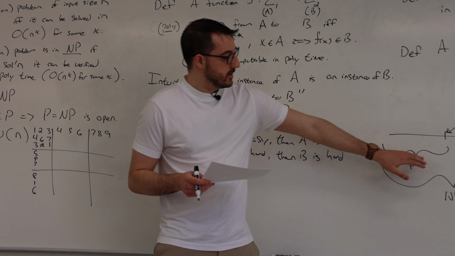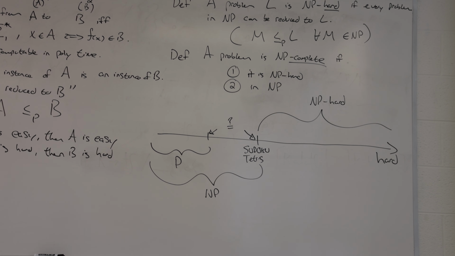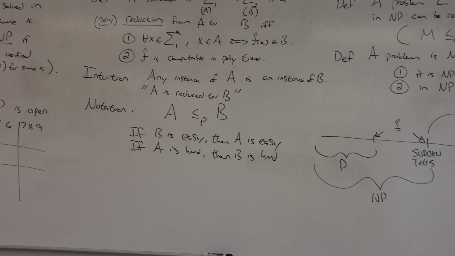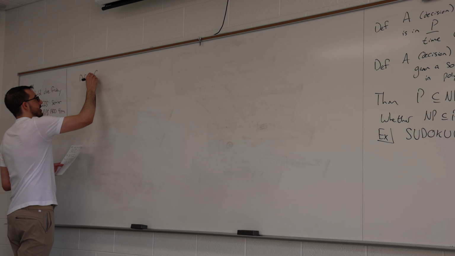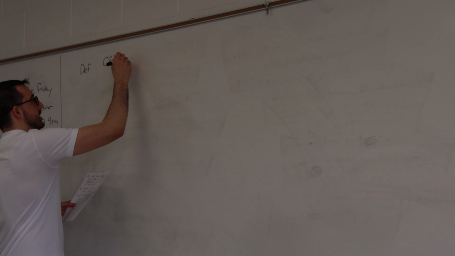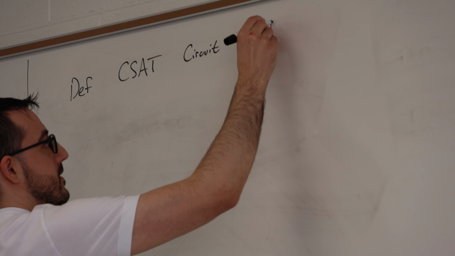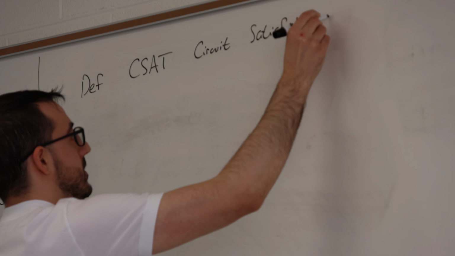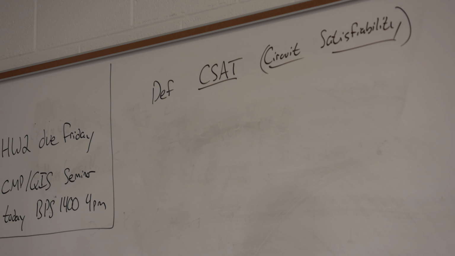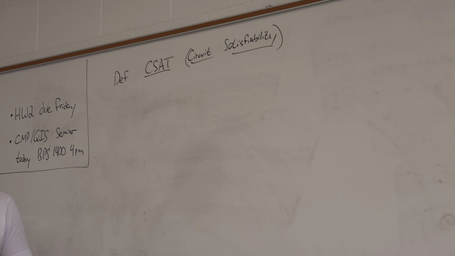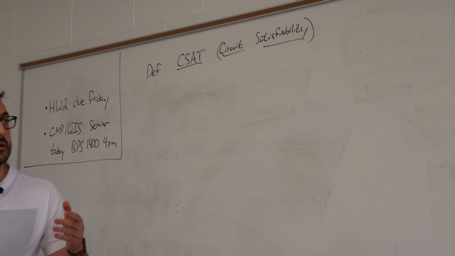Here are two intuitive example problems, Sudoku and Tetris. The first one that was proved to be NP-complete was neither of these. It's a problem known as circuit satisfiability, so CSAT, standing for circuit satisfiability. And this, coming back to our timeline, was proved by Cook and Levin in 1971 to be NP-complete.